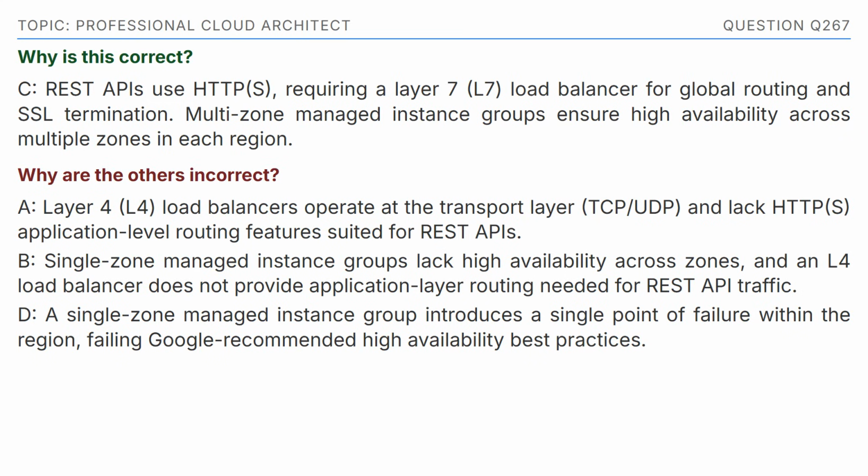Why are the others incorrect? A. Layer 4, L4, load balancers operate at the transport layer, TCP/UDP, and lack HTTPS, application-level routing features suited for REST APIs. B. Single-zone managed instance groups lack high availability across zones, and an L4 load balancer does not provide application layer routing needed for REST API traffic. D. A single-zone managed instance group introduces a single point of failure within the region, failing Google recommended high availability best practices.